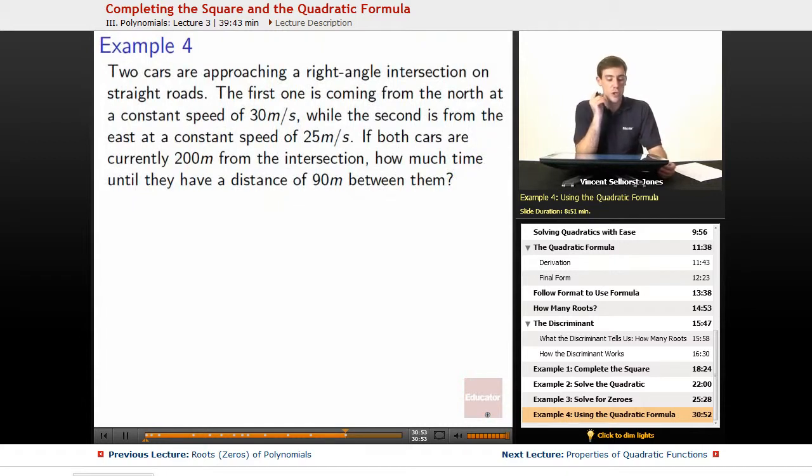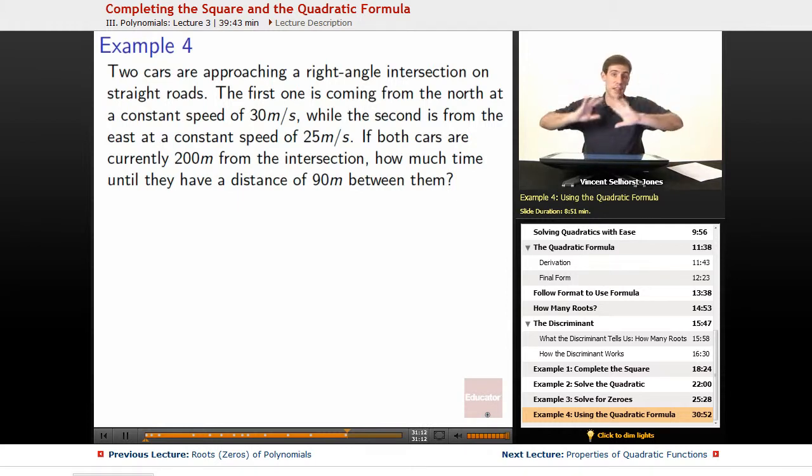Final example: two cars are approaching a right angle intersection on straight roads. The first one is coming from the north at a constant speed of 30 meters per second, while the second is from the east at a constant speed of 25 meters per second. If both cars are currently 200 meters from the intersection, how much time until they have a distance of 90 meters between them?